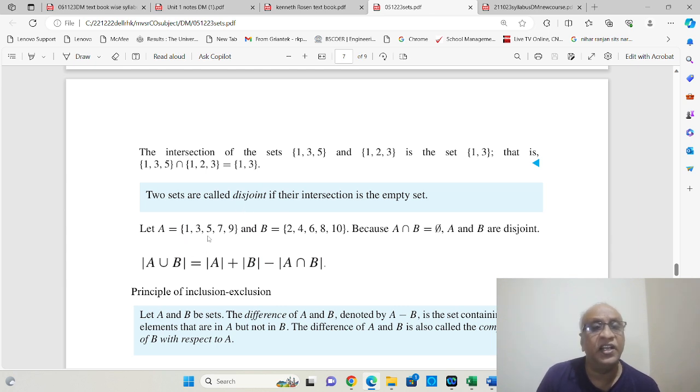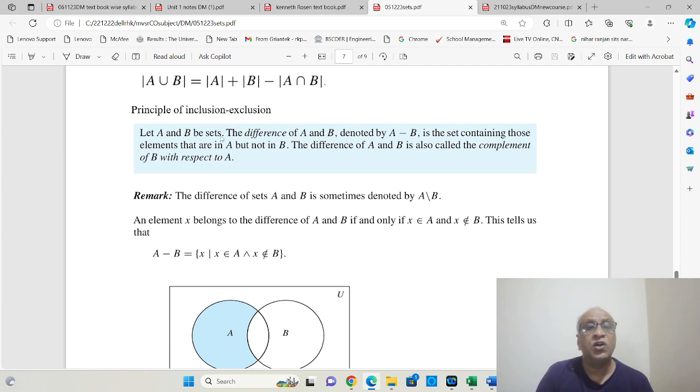Say for example, set A consists of 1, 3, 5, 7, 9. B consists of 2, 4, 6, 8, 10. By looking at this only, we can understand that there are no common elements. If I find the intersection of A and B, it is empty. Hence, A and B are disjoint. And how do I represent this? A union B can be represented as A plus B minus A intersection B.